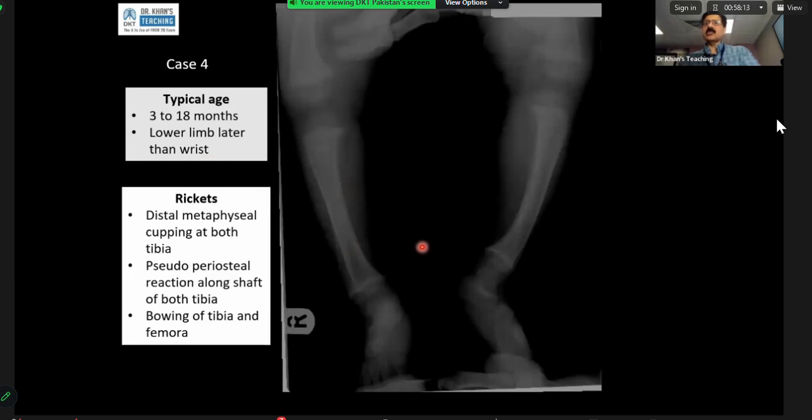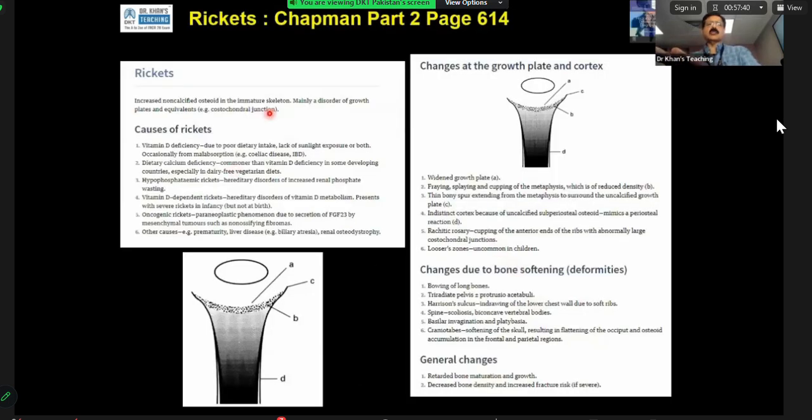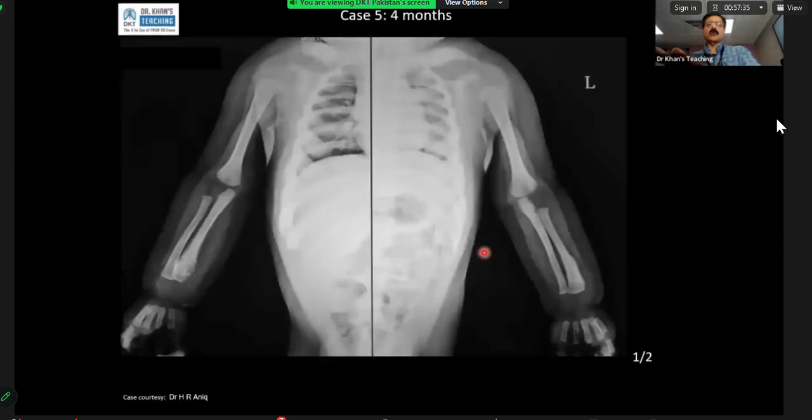And please remember, you will not see it in each and every case of rickets. But if you see this case, you can see a bit of bowing, you can see a bit of cupping of the distal metaphysis. So what you have learned from this case is that when you are considering the differential, in your description, you have to tell the examiner that there is no metaphyseal cupping, no bowing, or there is bowing, etc., pertinent negatives. So this is rickets, again from the second part of your Chapman. I'm going to skip it.